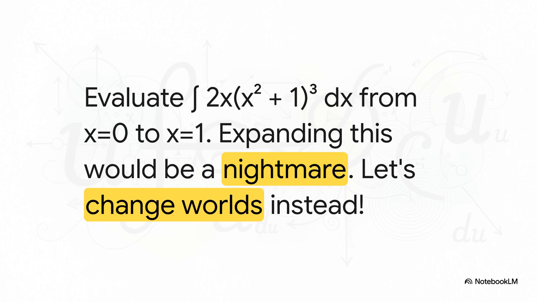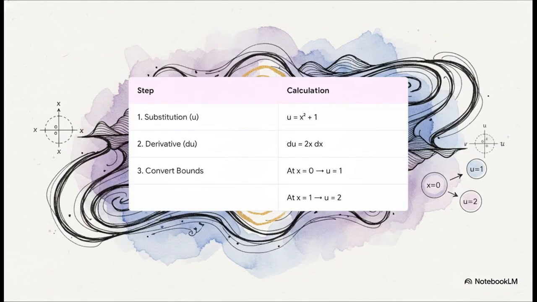Now, could you try to expand that cubic term? Sure, but it would be a total nightmare. So let's change worlds instead. Okay, let's follow our steps. For step 1, we'll choose that inner function. So let's make u equal to x squared plus 1. Simple enough. For step 2, we take the derivative. And look at that. du is 2x dx, which is conveniently just sitting right there in our integral.